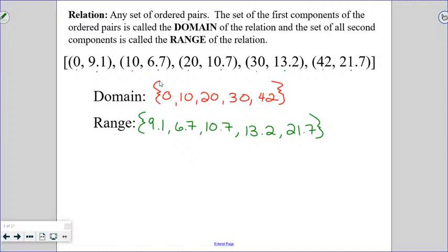We will work with a relation every now and then, but most specifically, we are going to move on to what's called a function. A function is a smaller subcategory of a relation. Sure looks a lot like what's up here, but it's got some rules to it.